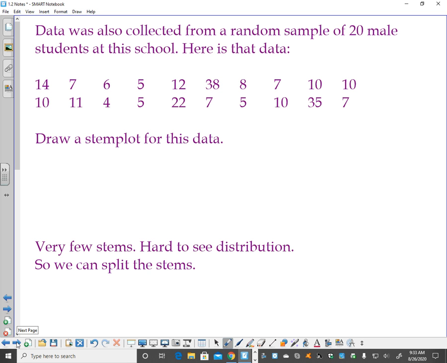Okay, let's talk about the guys. I got 20 male students at the same school. Here's the data. Draw a stem plot. Okay, so you can see that I have single digits. So when I start my stems, I'm going to start with a 0. How high do they go? Just to the 30s? Okay, so single digits: 1, 2, 3, 5s. 1, 2, 3. Oh, no, there was a 4. Dang it.